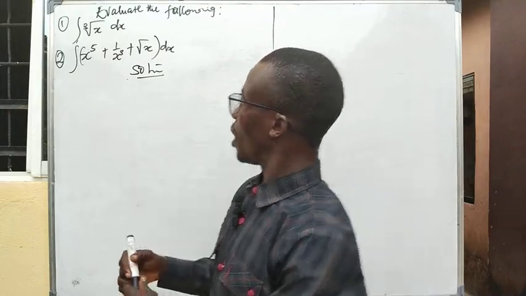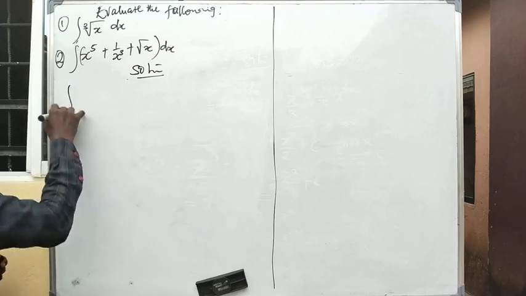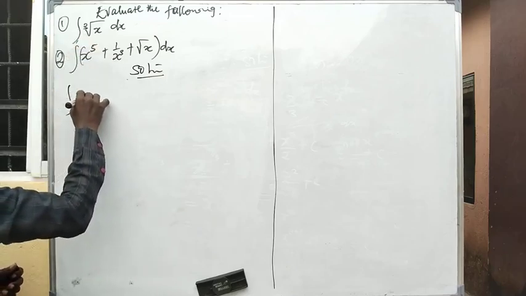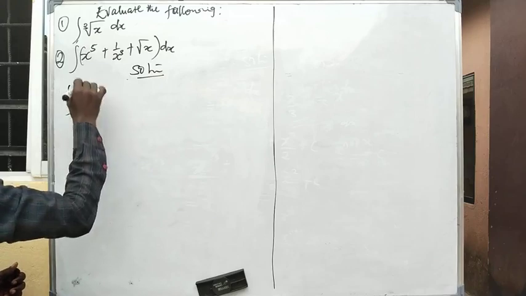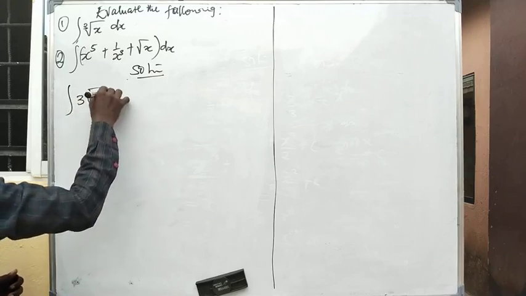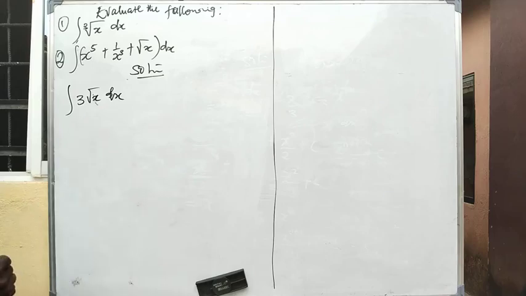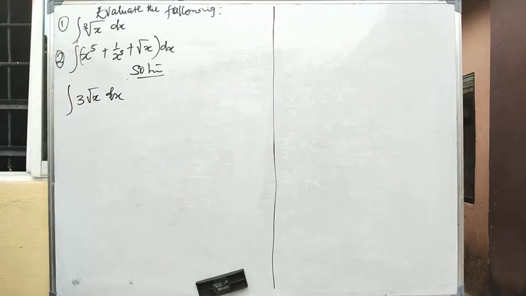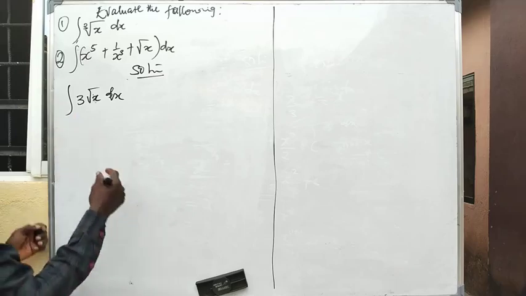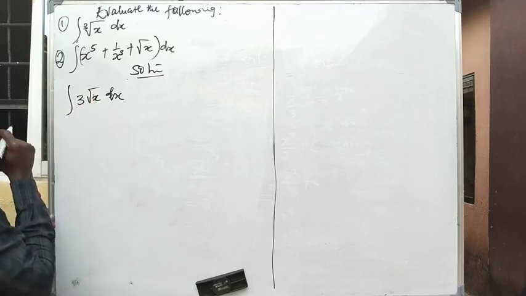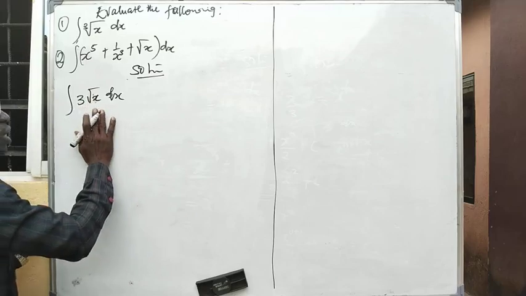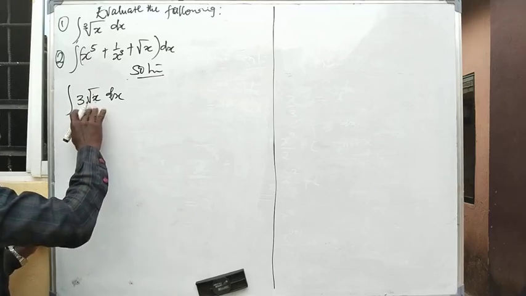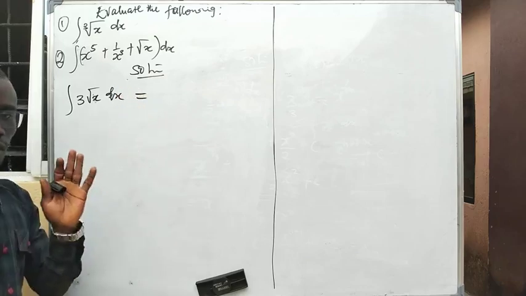We have the integral of 3 cube root of 3 cube root of x dx. Now, this question is an application, or continuation, of what we've been doing. Having looked at this, the first thing you need to do here is to rewrite this question in a simpler way that you will understand.